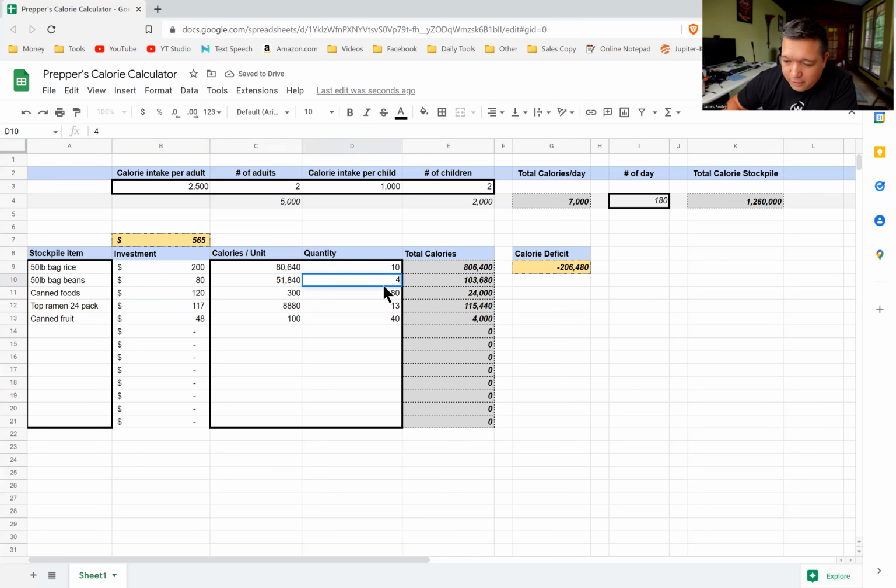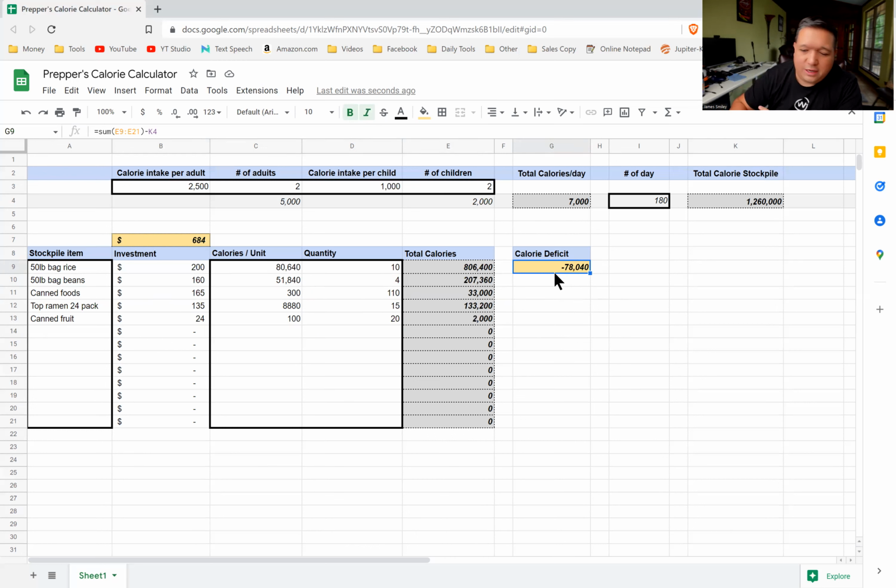And let's say I have four of these bags, and let's say I have 110 cans, and let's say I have 15 of these Top Ramens, and let's say I have 20 things of this canned fruit. Okay. So now I'm still short 78,000 calories, which according to this is about 10 days of calories. So I'm very close to what I need. And you might even say that's close enough to do 180 days.